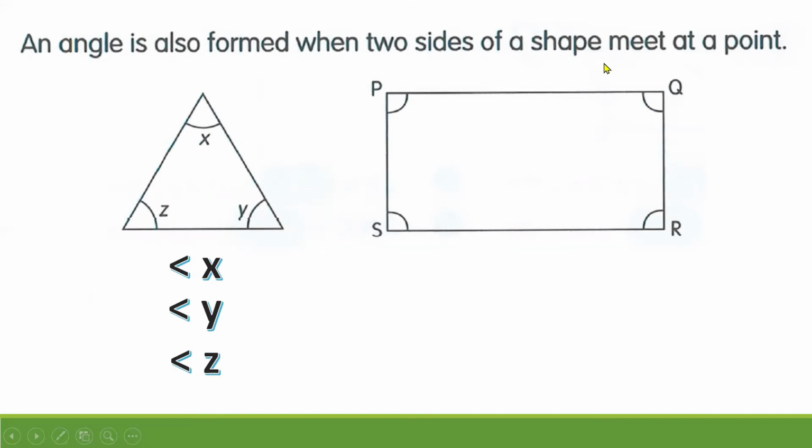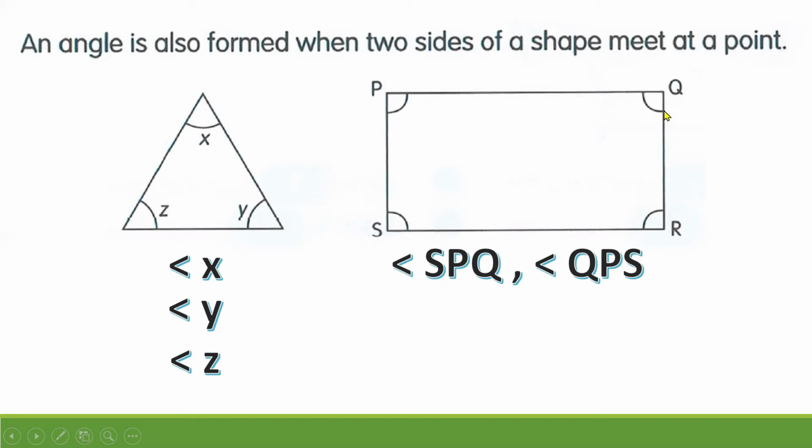How about in this rectangle? Okay, let's have this angle. How are we going to name this angle? We call this the angle SPQ or QPS. Again, the vertex, which is P, should be at the center or at the middle.